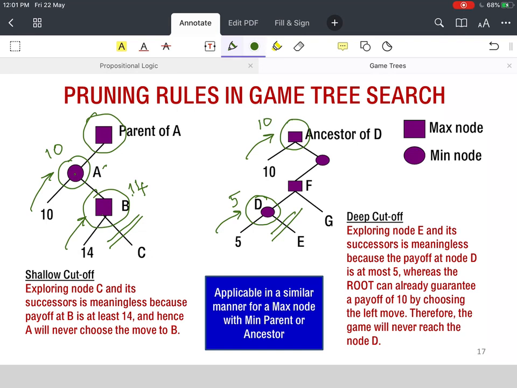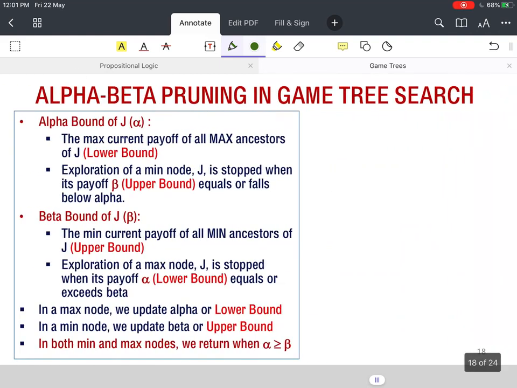And as we have seen in the previous examples, here we had a min parent and a max child. Here we had a max ancestor and a min child. It is applicable in a different way for this alternative. So we can have deep cutoffs and shallow cutoffs. The rule is the same. The rule is that if the tentative value at a max node is greater than or equal to the tentative value at the min node, for a parent-descendant or an ancestor-child situation, then pruning can be done.